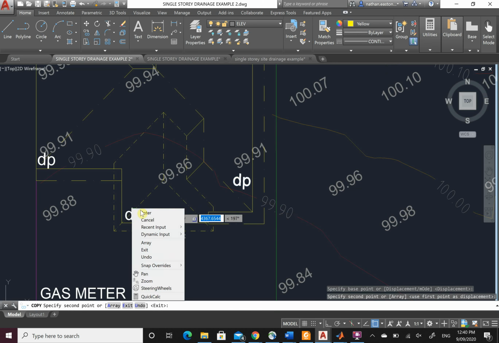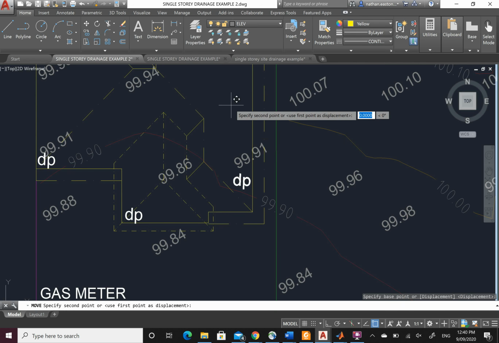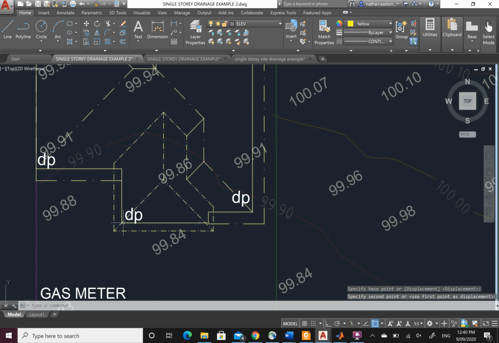So on this corner, it will catch any water that sits on this side. The gutters will fall to this point. Here will fall to this corner. From there, it goes down the downpipe through the ground.